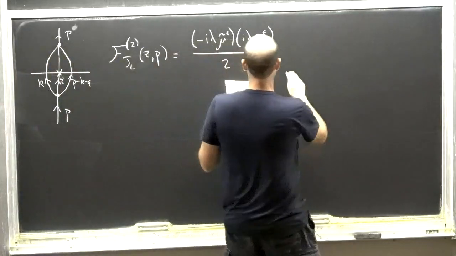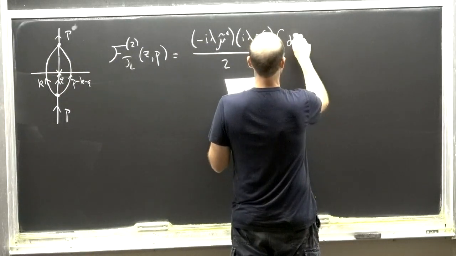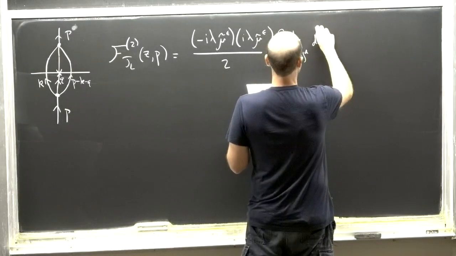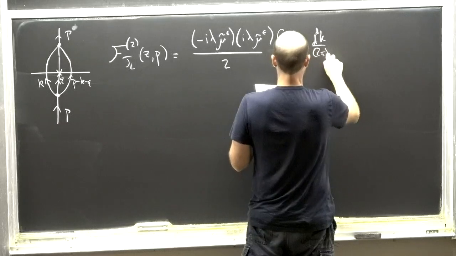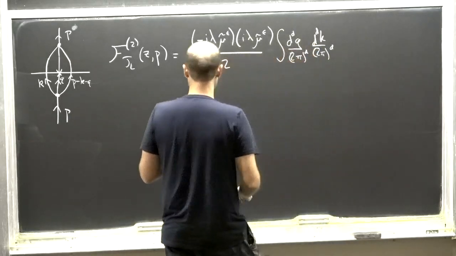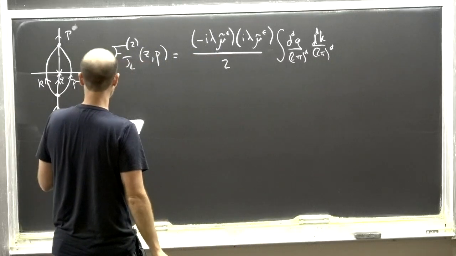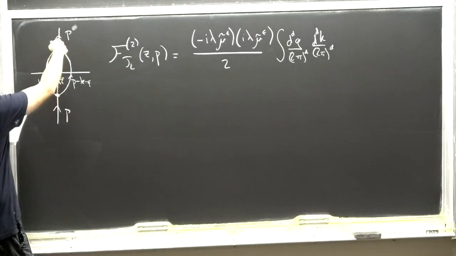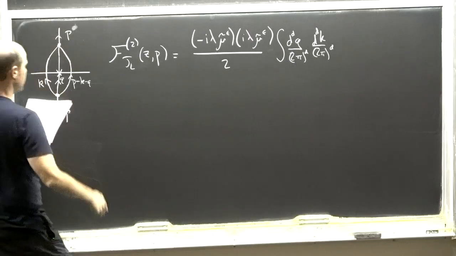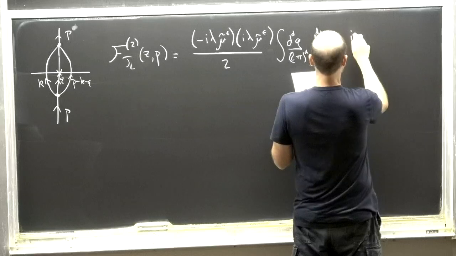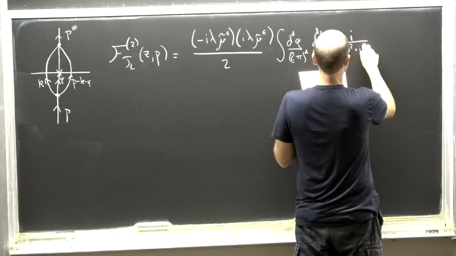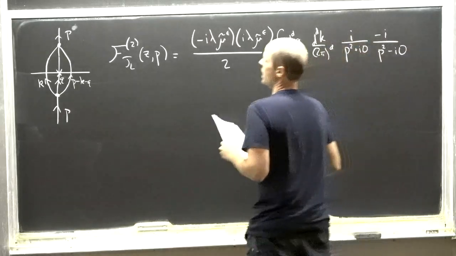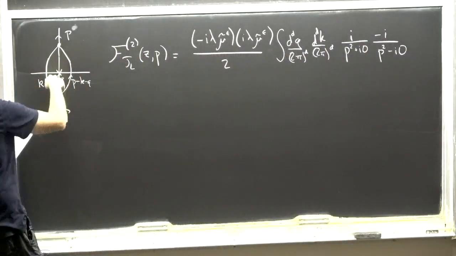And we have to integrate over Q and K. So we get integrals over Q, integral over K. And then we have various propagators. We have a time-ordered propagator down here, and an anti-time-ordered propagator up here. So let's write those down: I over p squared plus I0, minus I over p squared minus I0. And now we have the stuff associated with these three things.